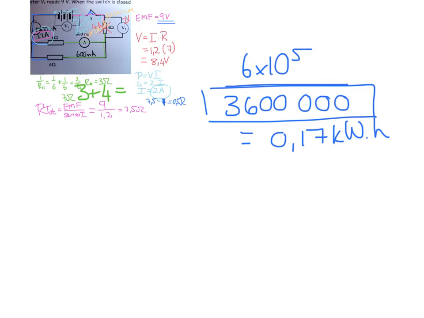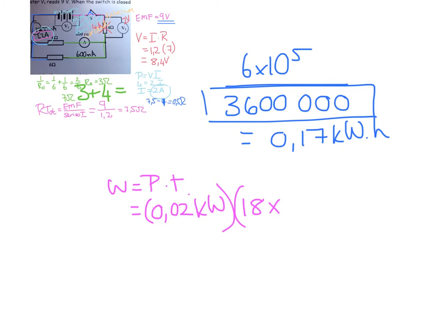A computer is left on for 18 hours a day, drawing 20 watts. Calculate the annual cost. So first we're going to say that work done is equal to power times time. What is the power? The power is 20 watts, which is 0,02 kilowatts. Remember, we want to be in kilowatt hours here. The time is going to be 18 hours per day, and it's for the whole year. The annual cost, 365 days of the year. That turns out to be equal to 131,4 kilowatt hours.